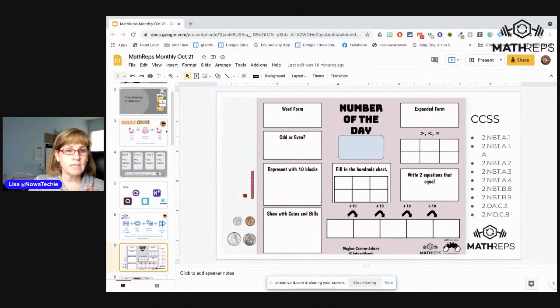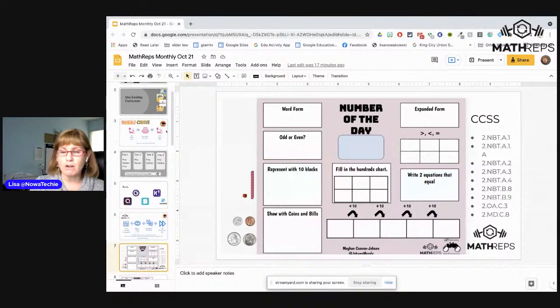They're doing word form. Is it odd or even? You represent it with the base 10 blocks. So this is a picture of it on Google Slides, but we also have it available in Google Jamboard as well. Jamboard's a little bit easier for the students to write on, especially if they have touch screens. They do the coins. Second grade, you guys have coins, right? That's part of your standard. You can have it count 10 more, and you can put that number anywhere in there, in the second or the third square, and they have to then figure out what is 10 less, right?